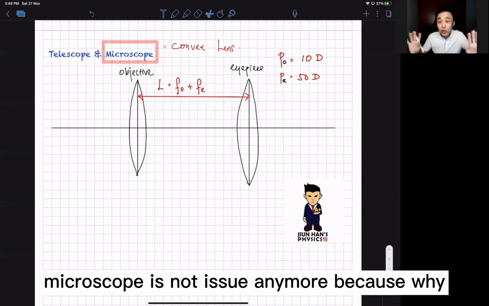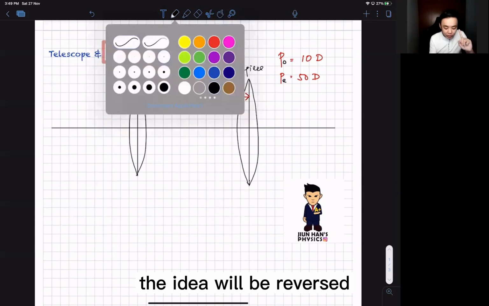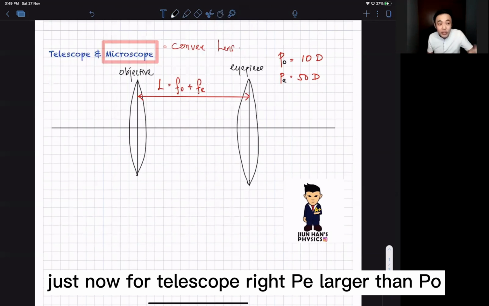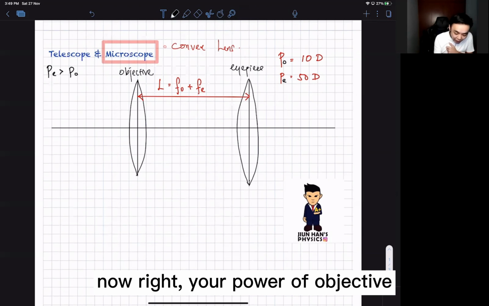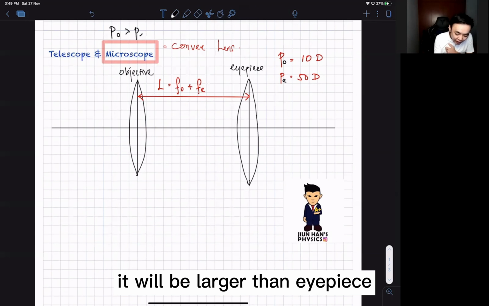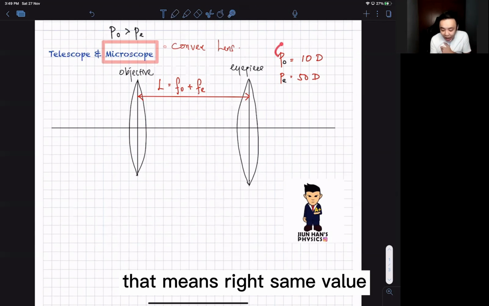Microscope is not an issue anymore because why? Microscope, simple. The idea will reverse. Just now for telescope, the power of the eyepiece was larger than the power of the objective. Then what happens for microscope now? Simple. Now your power of objective will be larger than the eyepiece. That means the same values.